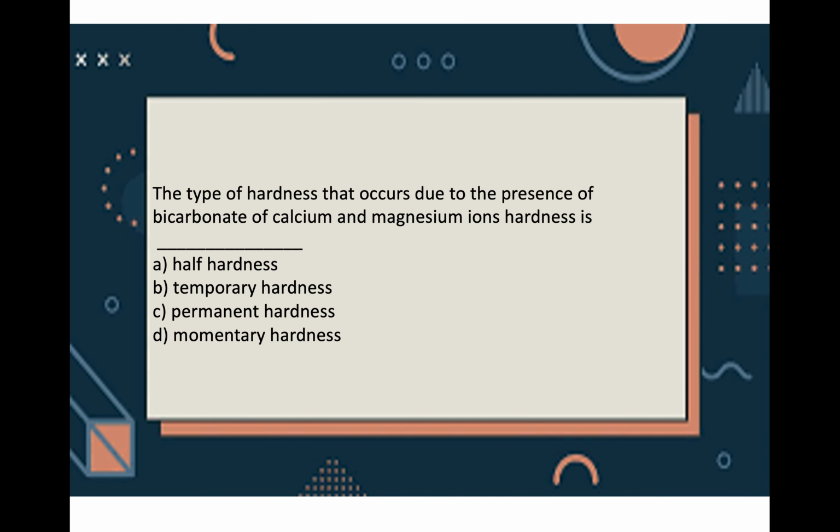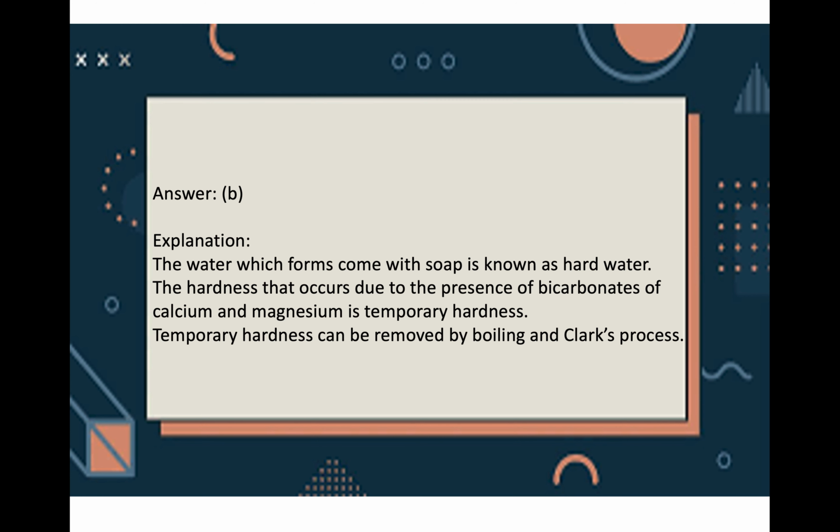The next question is: the type of hardness which occurs due to the presence of bicarbonates of calcium and magnesium ions. What type of hardness is it? Half hardness, temporary hardness, permanent hardness, or momentary hardness. So the choice is B, temporary hardness.